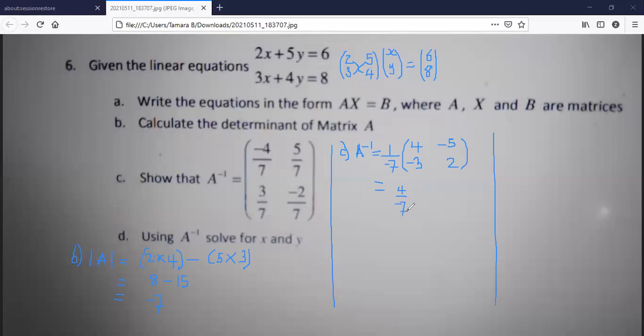Good? Then we move on to 5. -5 times 1 over -7 becomes -5 over -7. Good? And then we move on to -3. -3 times 1 over -7 is -3 over -7. Good? And 2 times 1 over -7 is 2 times 1, so that's 2 over -7.